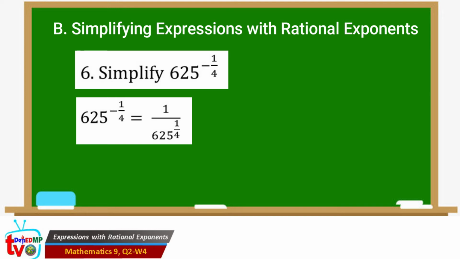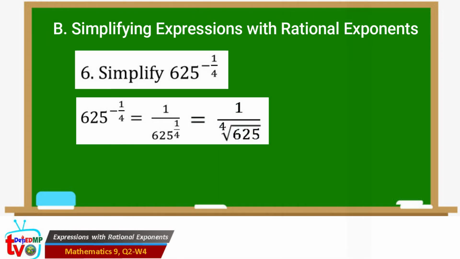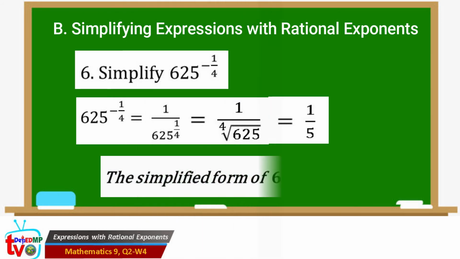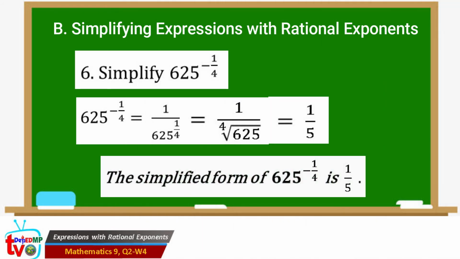Its radical form is 1 over the fourth root of 625. Simplifying it, it becomes 1 over 5 since the fourth root of 625 is 5. Thus, the simplified form of 625 raised to negative 1/4 is 1 over 5.